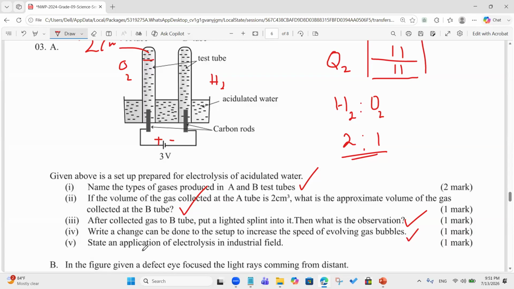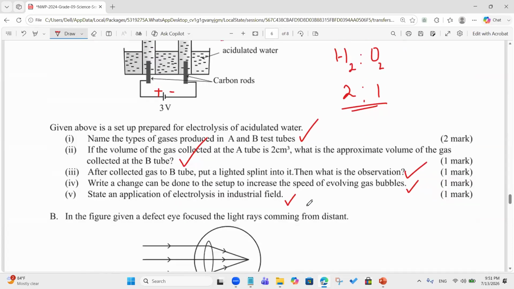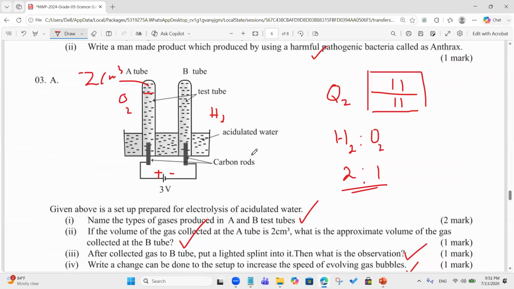Okay. State an application of electrolysis in the industrial field. Where have you used electrolysis? Electroplating. Yes, very good. Electroplating, extraction of metals, producing sodium hydroxide. Okay, so that is part A of the third question.